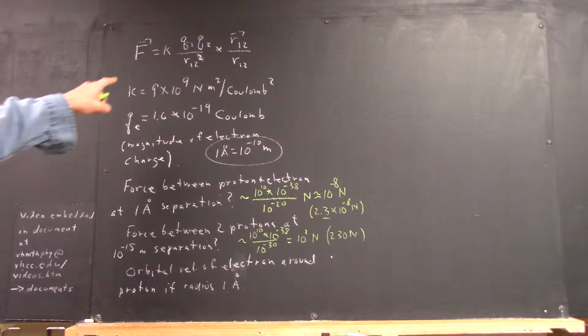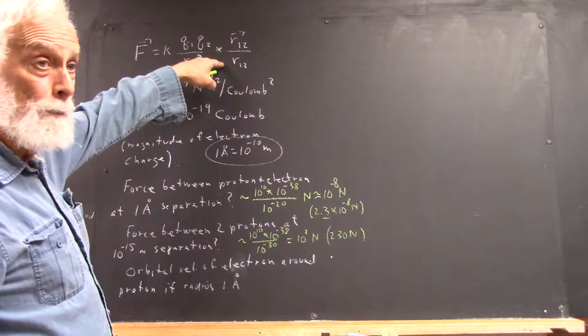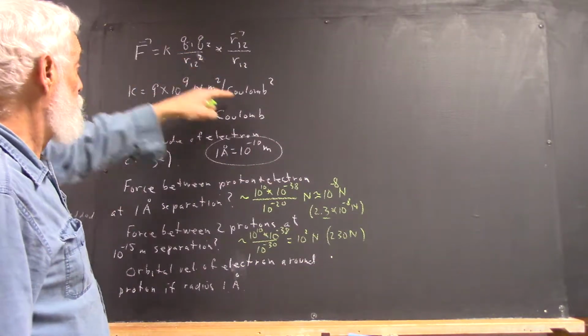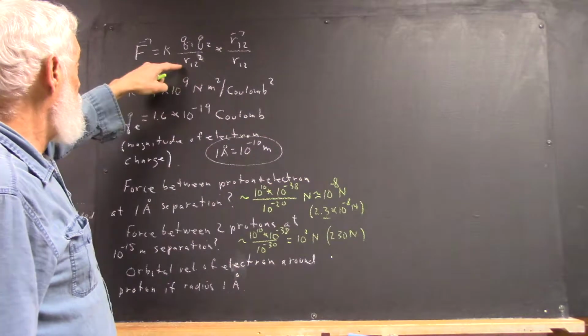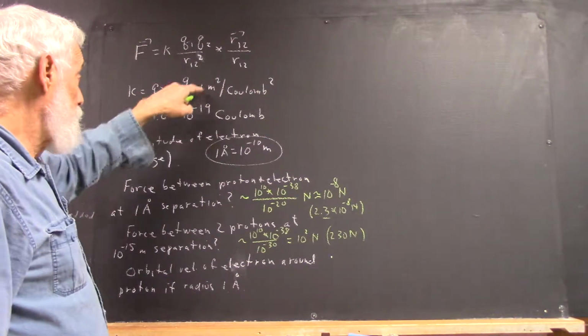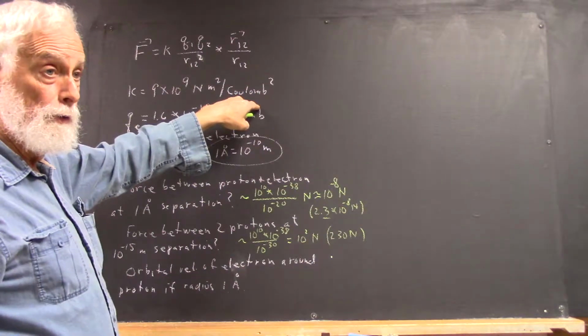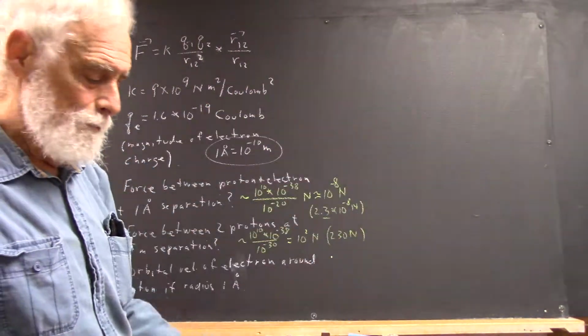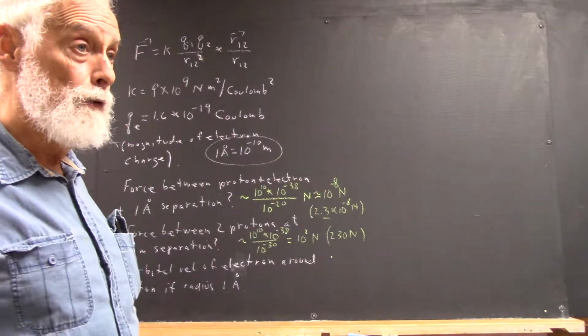Okay, what we've got here is called Coulomb's law. It's the force between two charges. Charges are measured in coulombs. And K is, as you see here, 9 times 10 to the 9th newton meter squared per coulomb squared, completely analogous to the force law for gravity, Newton's law of universal gravitation.